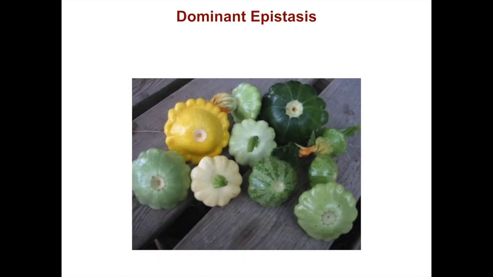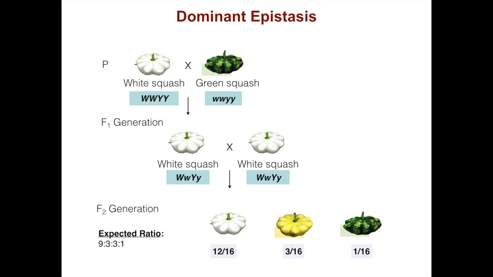Dominant epistasis can occur, and here we're showing some summer squash. There are 3 colors of summer squash that you can get: yellow, white, or green. So there are 2 loci here in this dominant epistasis experiment: the white locus, which is W, and the yellow locus, which is Y. In the P generation, if you take a squash homozygous dominant for both genes, which is white, and cross it with a green squash, which is recessive at both loci, in the F1 generation, you'll get all white squash.